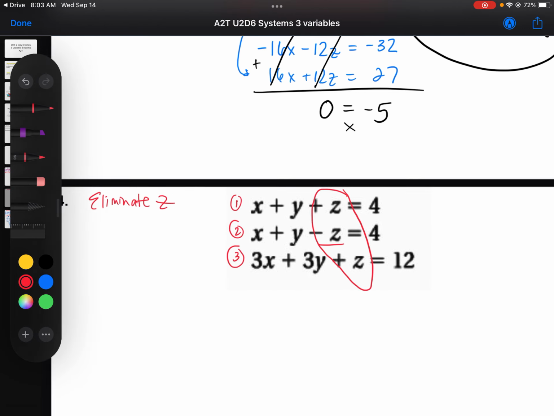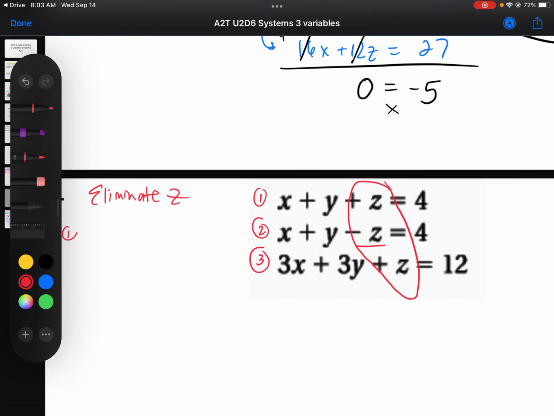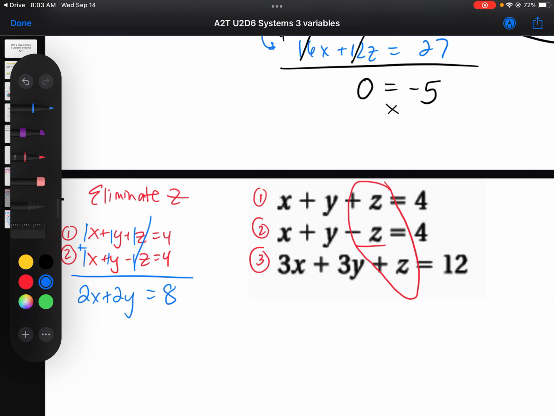So first, let's start with equation 1 and 2. So 1 and 2, I'm just going to rewrite them. X plus y plus z equals 4. X plus y minus z equals 4. And add. 1 plus 1 is 2x. 1 plus 1 is 2y. 1 plus negative 1 is 0. Equals 4 plus 4 is 8. Don't forget to add these. Equation A.